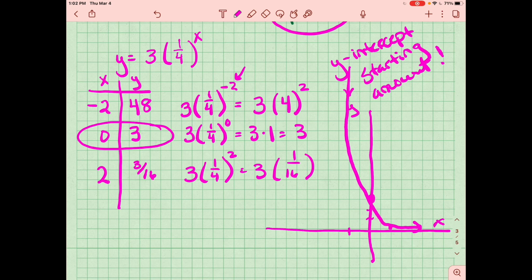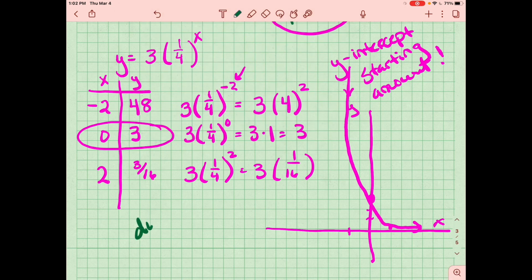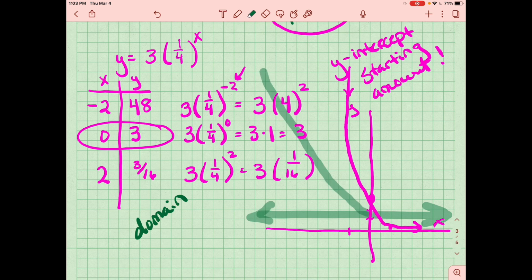So what I want to ask is, what is the domain? Let's switch colors here. Domain is asking, what can x be? So I want you to think this direction. X, what can x be? Well, x can get bigger and bigger and bigger this way, and smaller and smaller and smaller this way. So it can be anything. All real numbers.